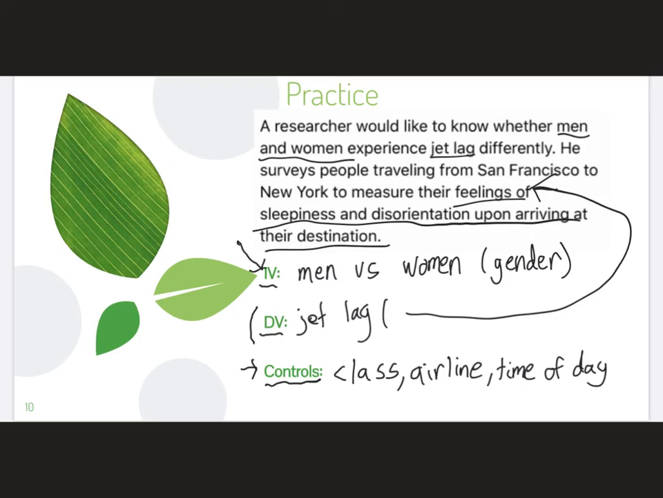We want to know the only thing that we're looking at, the influence on jet lag, is gender. We don't want to know how is class affecting jet lag, how is airline affecting jet lag, how is time of day affecting jet lag. We only want to be looking at this one thing. And so these controls are to make sure that we're only looking at that one thing, the independent variable.